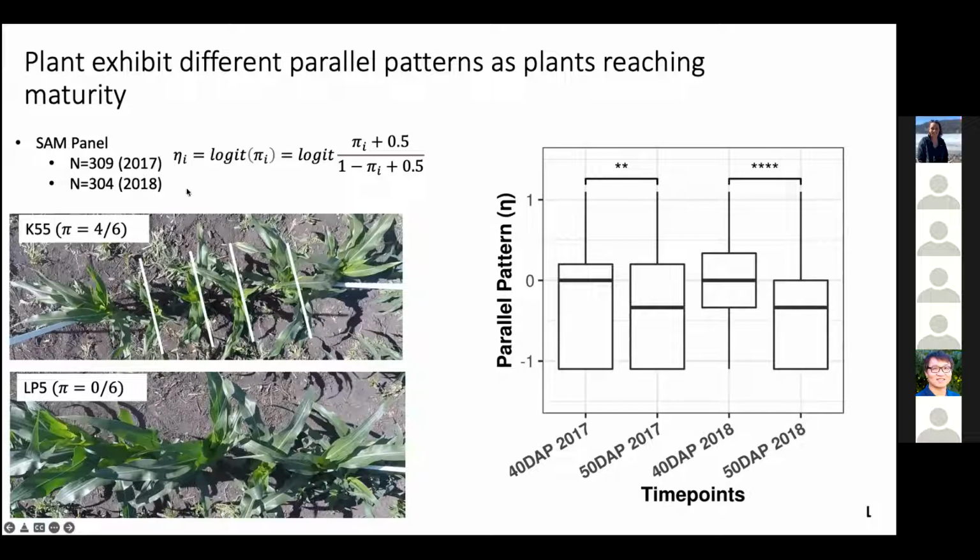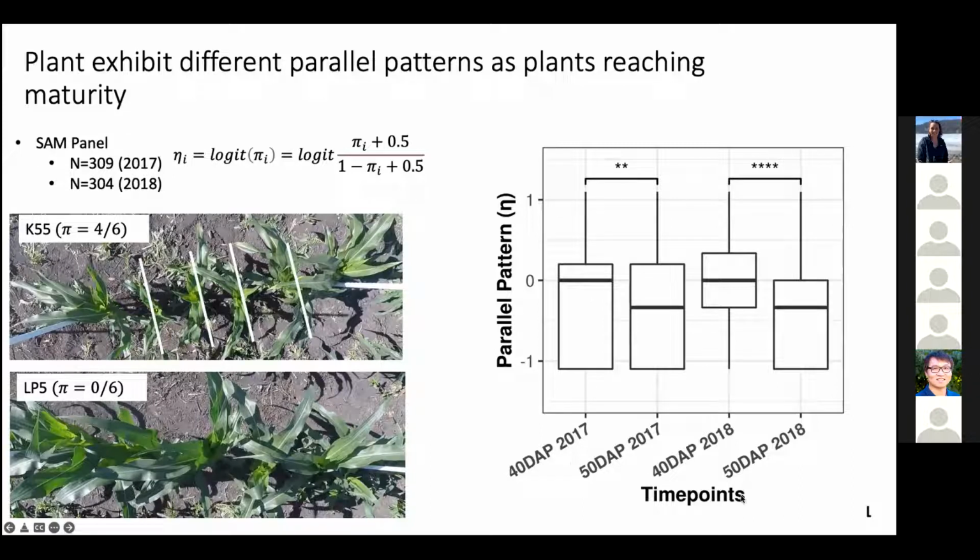So the experiment was conducted over 2 years, in 2017 and 2018, in a diversity panel containing about 300 genotypes. The ratio was then transformed using logit transformation. Sorry, I forgot to mention that in each year, the parallel pattern ratio, eta, was collected from 2 time points, 40 days after planting and 50 days after planting.